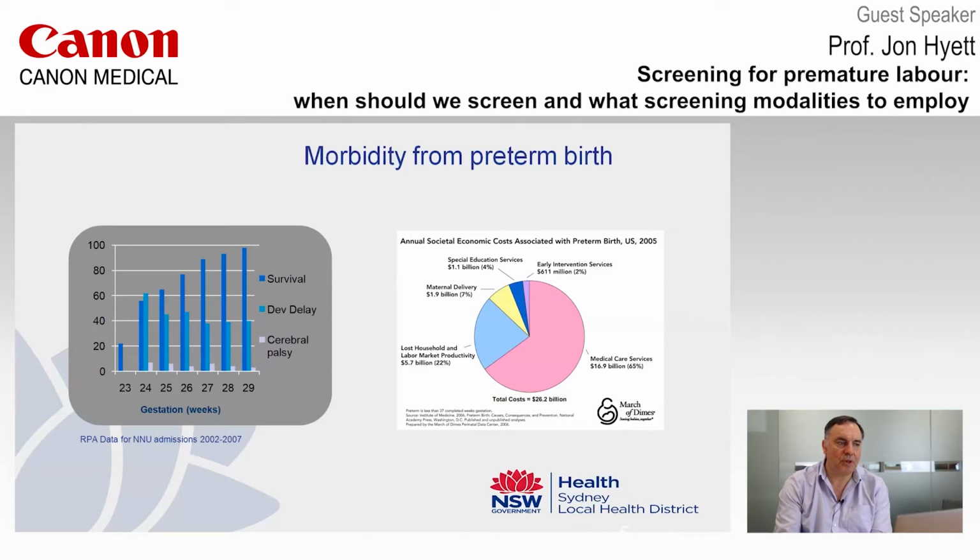It's also about long-term neurological outcomes. So, for example, the data on the left-hand side show that if you're born before 28 weeks, you have about a 10% risk of cerebral palsy. The data on the right-hand side also show the expense of preterm care. And you can see in the United States, and this is data I think from 2007, they spent $26 billion just on managing preterm infants.